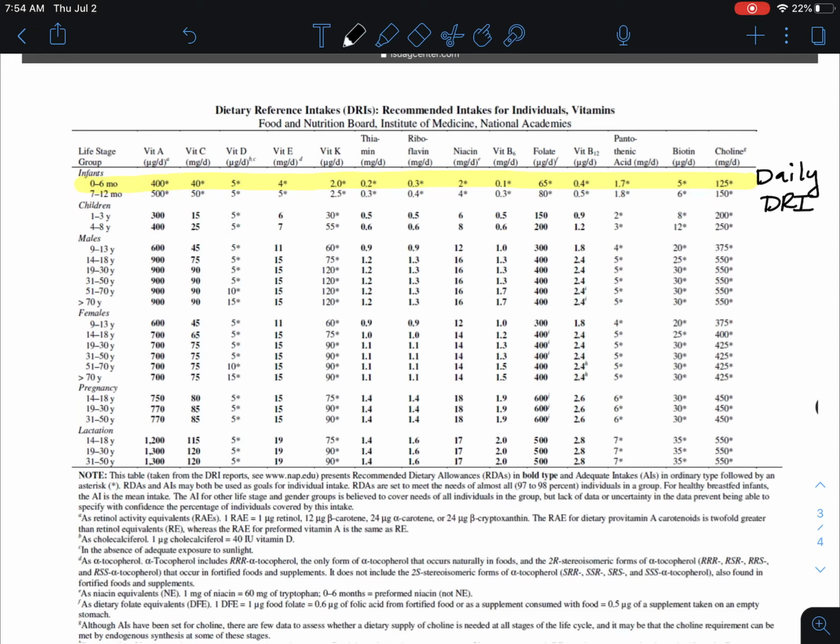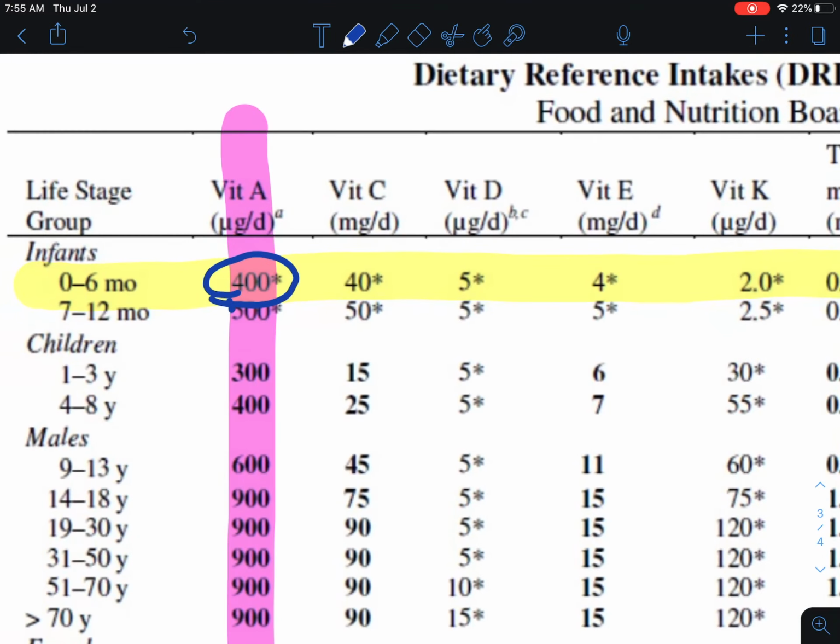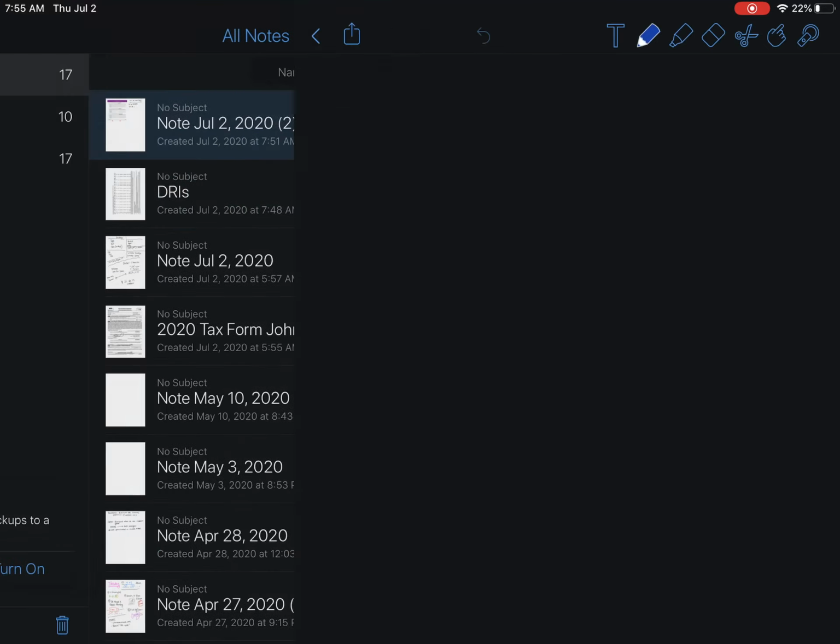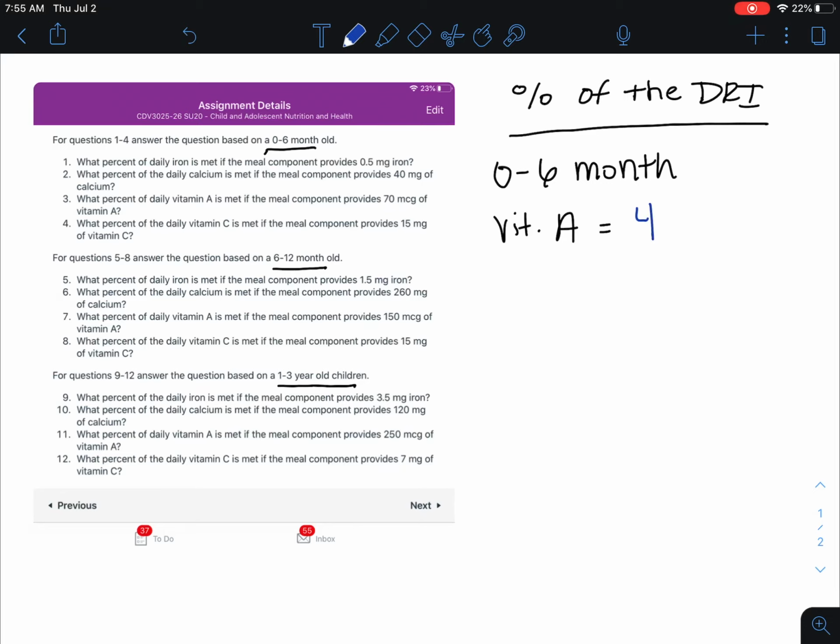Because I said it's vitamin A, I need to locate vitamin A. So that's this column here. What I will find out now is that for a 0 to 6 month old, it is approximately, I'll blow that up, 400 nanograms of vitamin A per day. So if I go back to my calculation, I'm going to put 400 nanograms of vitamin A. That's my daily requirement.